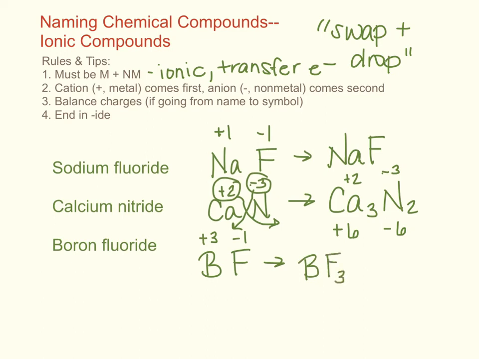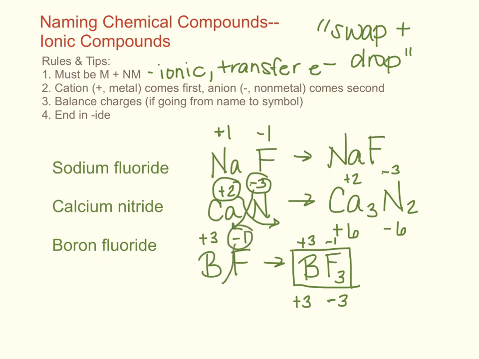So I'm going to have BF3. So now I have my +3, and even though I don't have to write the 1, I know it's there. So +3 times 1 is a +3, just to double check. My fluorines each have a -1. -1 times 3 is -3. So I have a +3 and -3, so this molecule is balanced. So my answer would just be BF3.